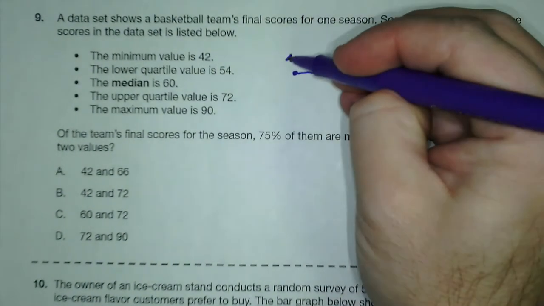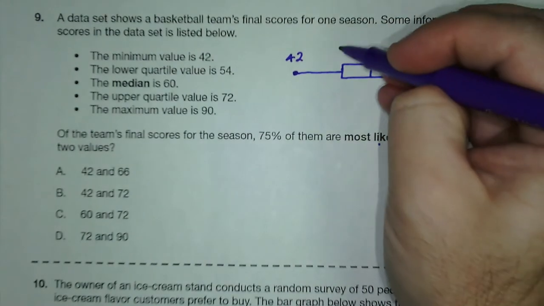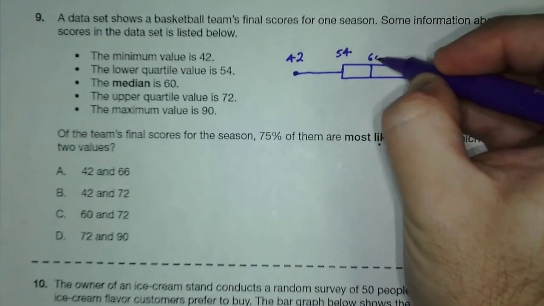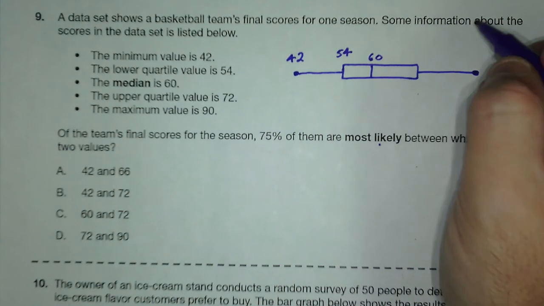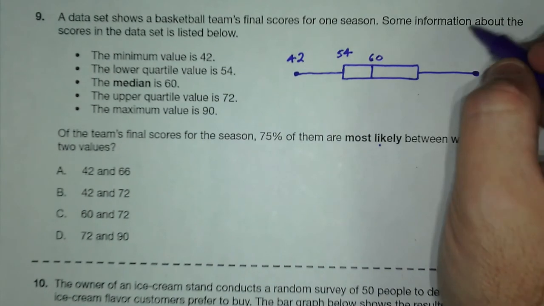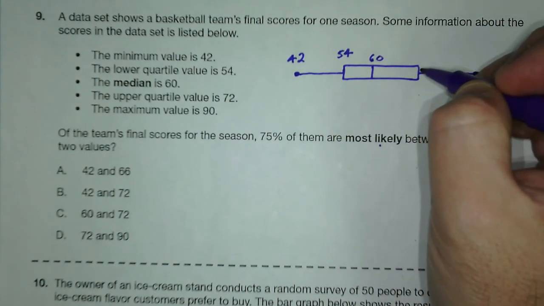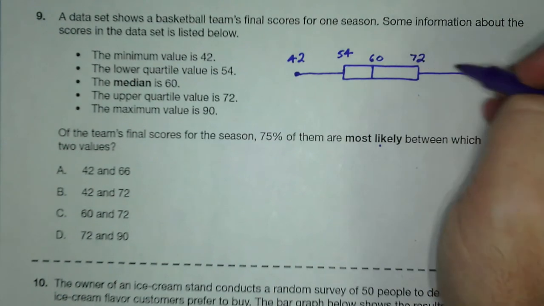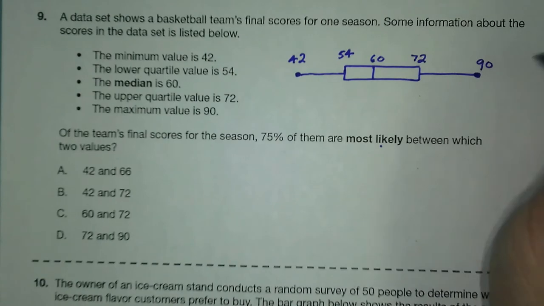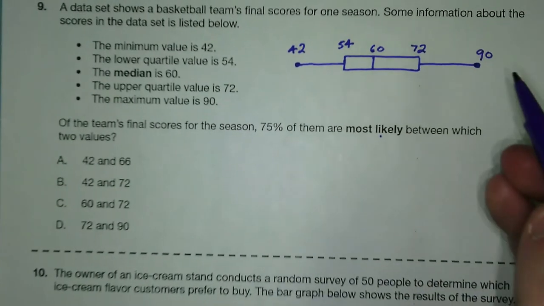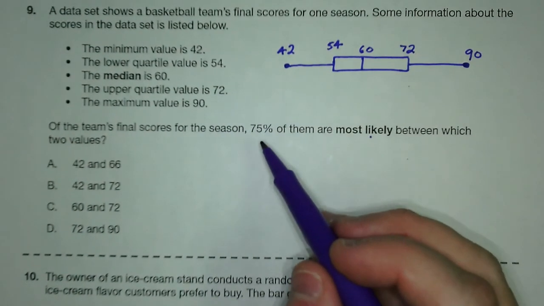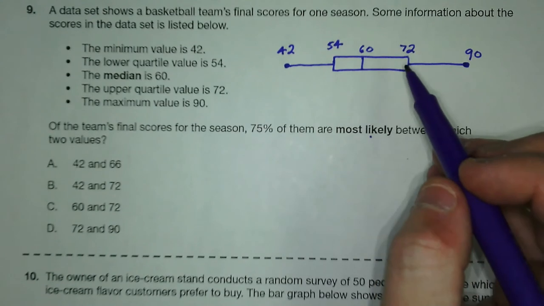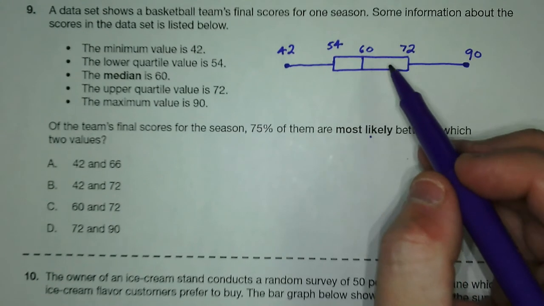Minimum 42. Lower quartile 54. The median is 60. So here's a quick review of what a box and whisker plot shows. Upper quartile, which would be 72. Anyway, please remember with percentages, the median is literally the middle value.